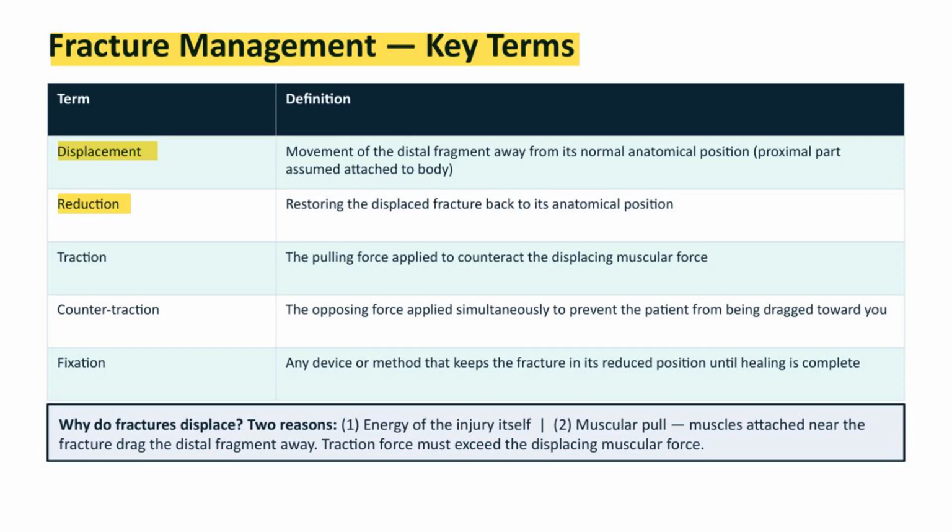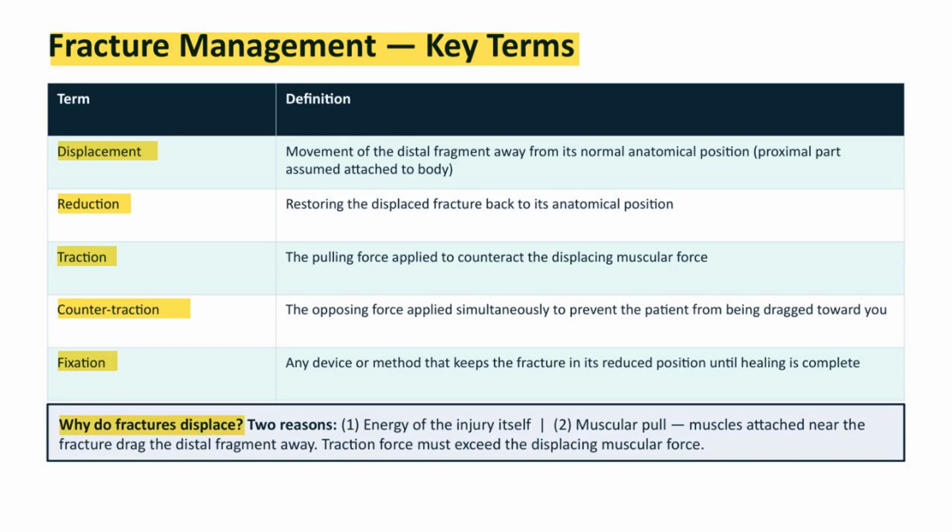Reduction is restoring the displaced fracture back to its anatomical position. Traction is the pulling force applied to counteract the displacing muscular force. Countertraction is the opposing force applied at the same time to prevent the patient from being dragged toward you. Fixation is any device or method that keeps the fracture in its reduced position until healing is complete.